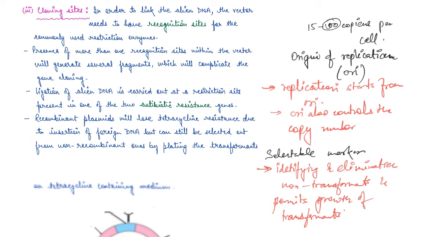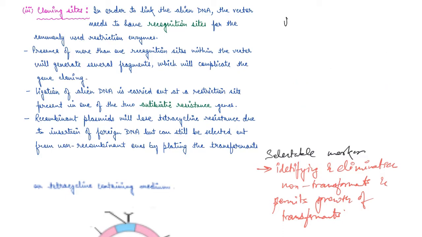Now say in order to link the alien DNA, the outside DNA, into the vector, it needs to have sites which are known as recognition sites. Now, these recognition sites are for whom? These recognition sites are for restriction enzymes, right? You can also call them recognition sequences. So, these are the recognition sequences which are present for the restriction enzyme to act on.